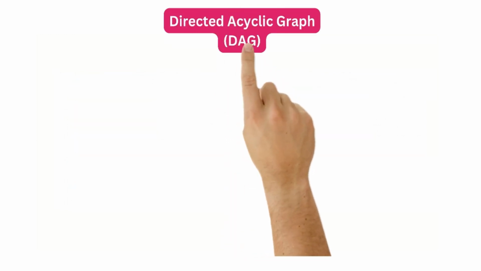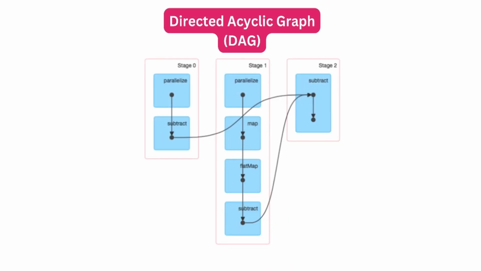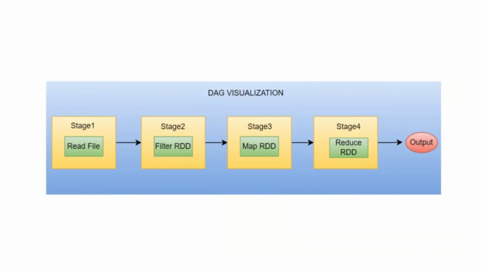Directed acyclic graph. DAG is the scheduling layer of the Apache Spark architecture that implements stage-oriented scheduling. Compared to MapReduce, which creates a graph in two stages, Map and Reduce, Apache Spark can create DAGs that contain many stages.